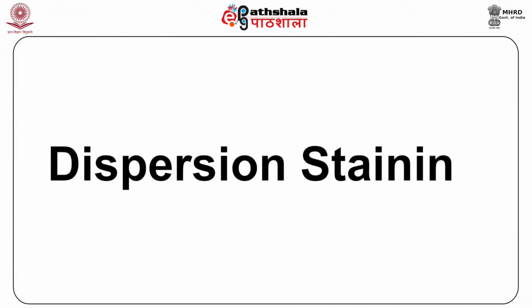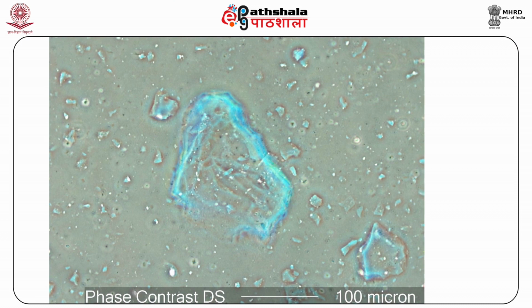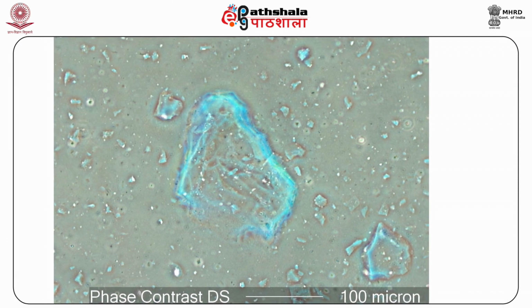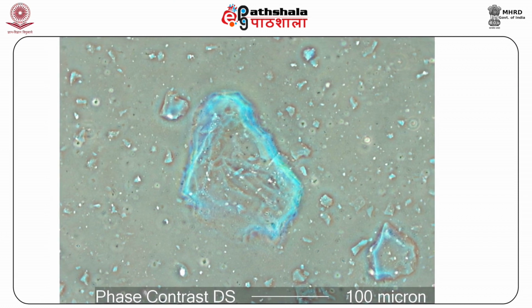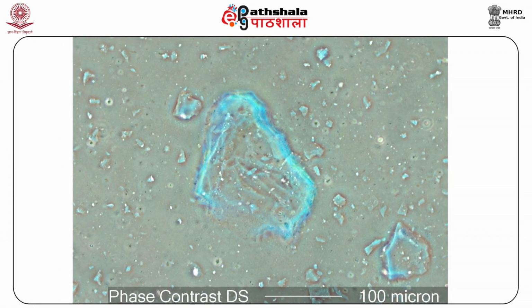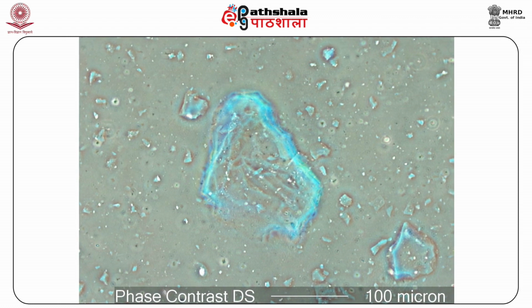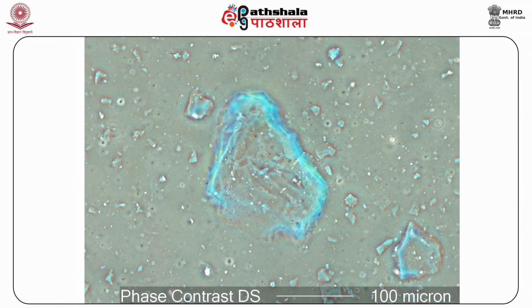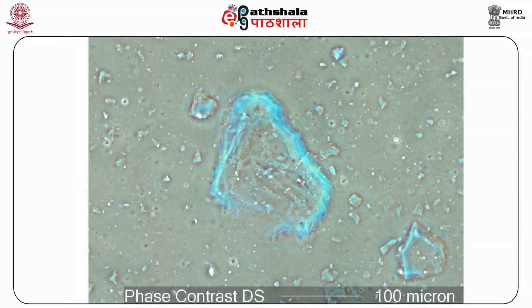Dispersion staining. This technique is based on the principle of dispersion. Dispersion is the variation of refractive index with the wavelength. The longer the wavelength, the lesser is the refractive index in comparison to light of short wavelength.